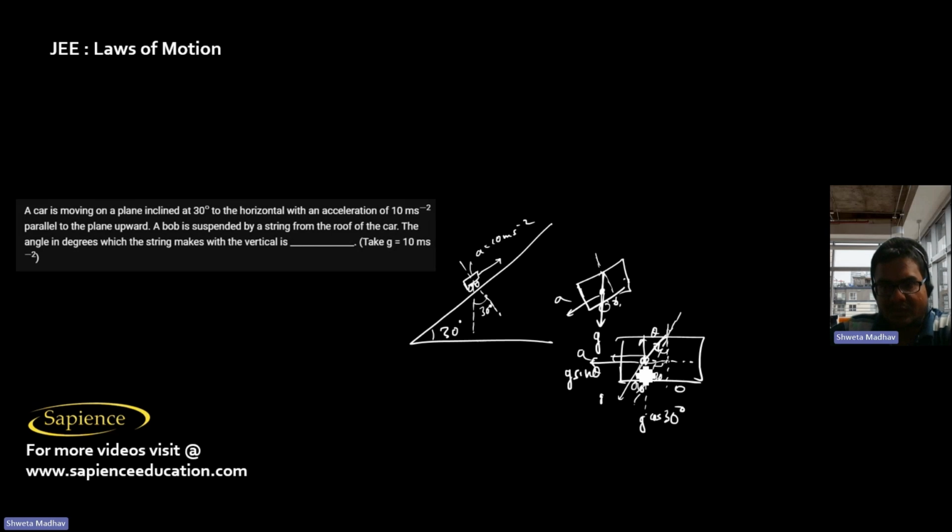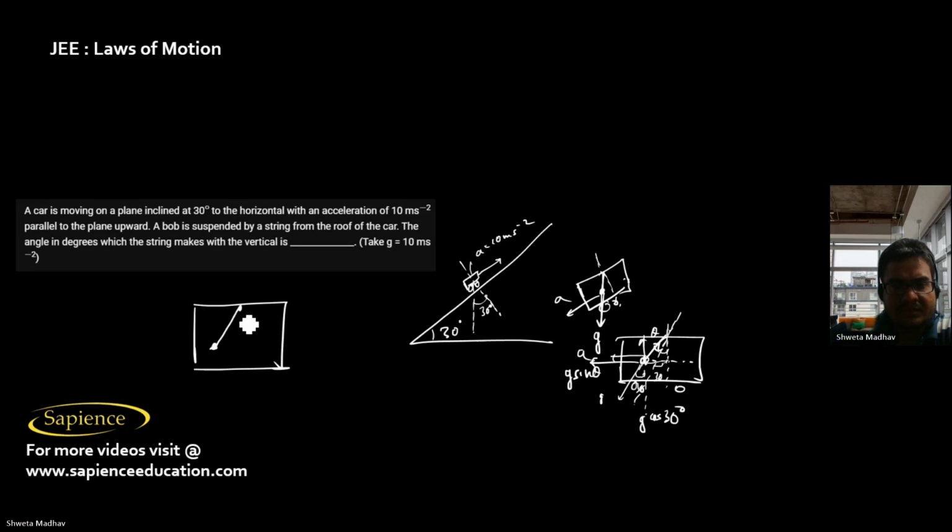So this weight is G. Then we can say what is happening inside the car. The line, this is the vertical. It makes an angle of 30 degrees. This way G is acting.